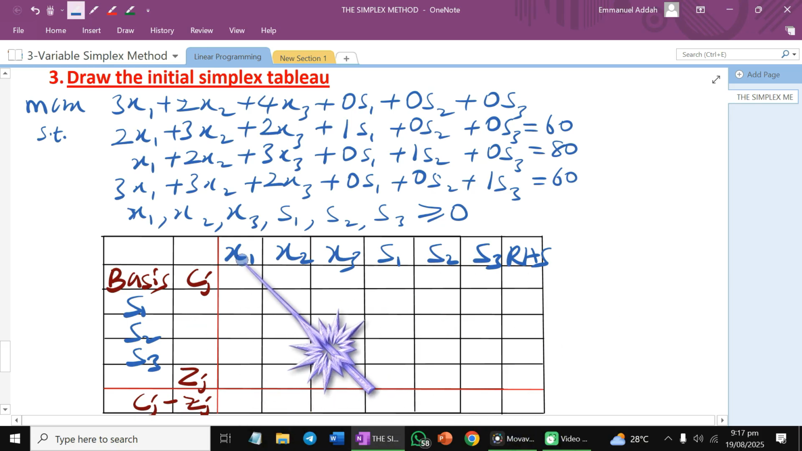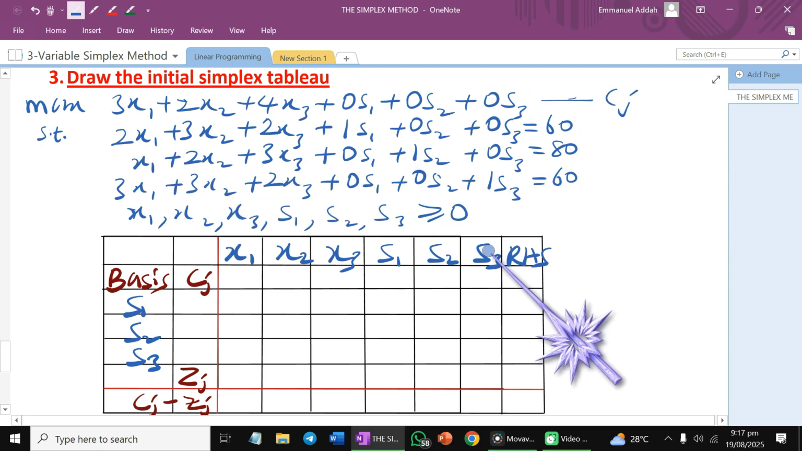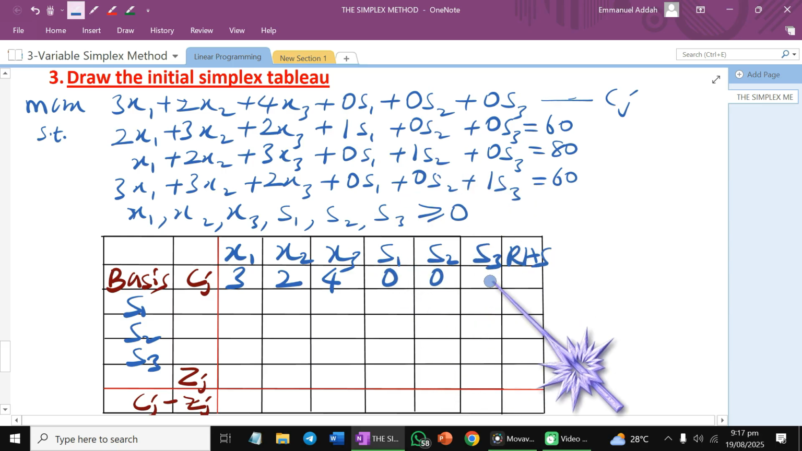Then after that, you start filling in the values. So under X1, what's the coefficient in the CJ row? This is our CJ row. X1, we have a 3. X2, we have 2. X3, you have 4. S1, S2, S3, you have 0, 0, 0. You don't touch here, leave them.